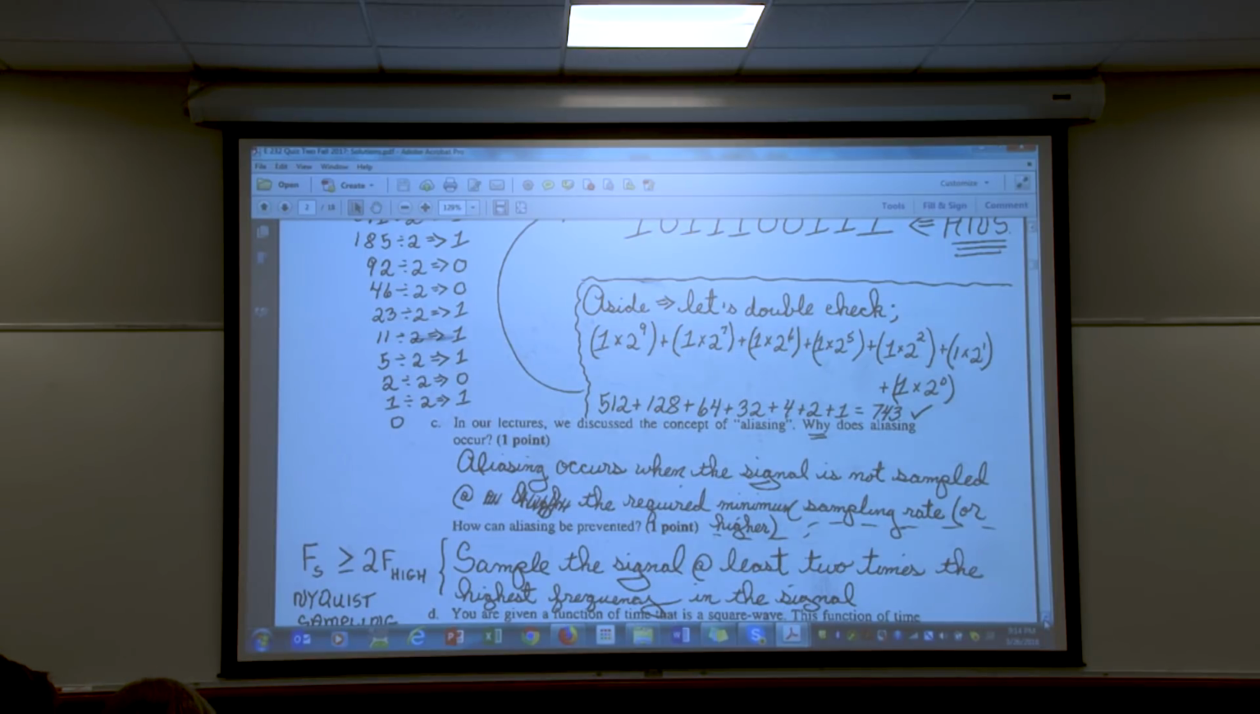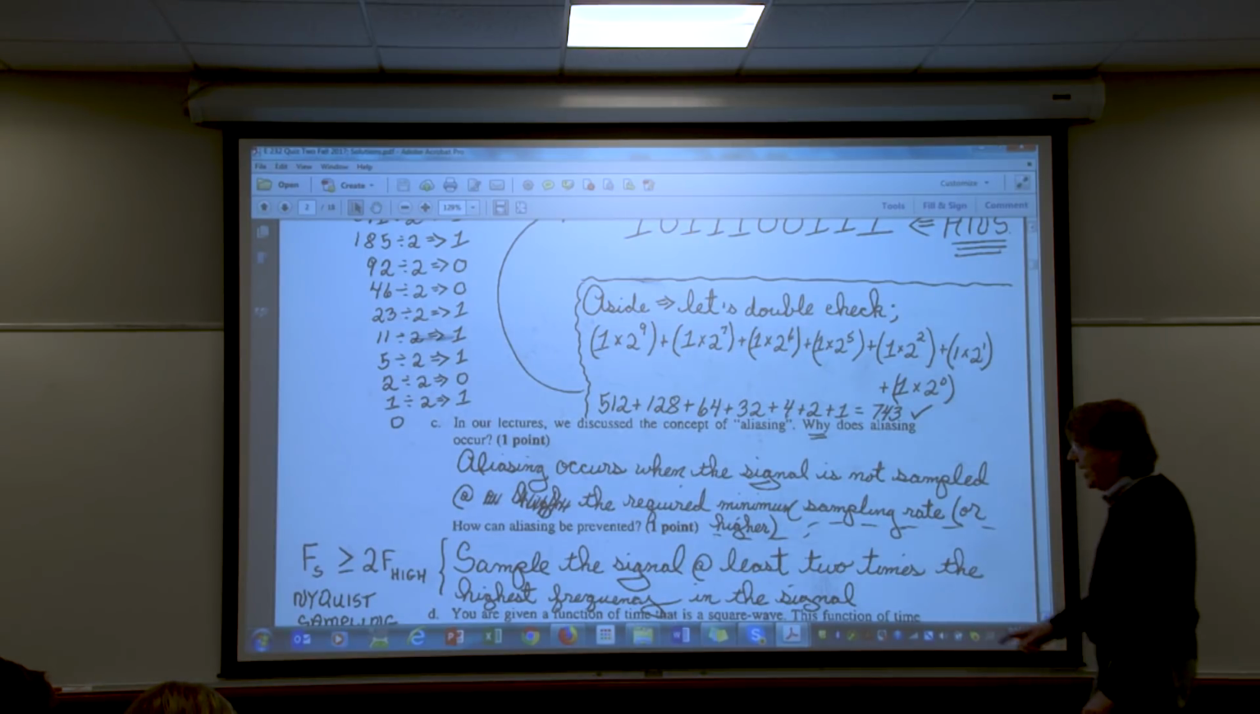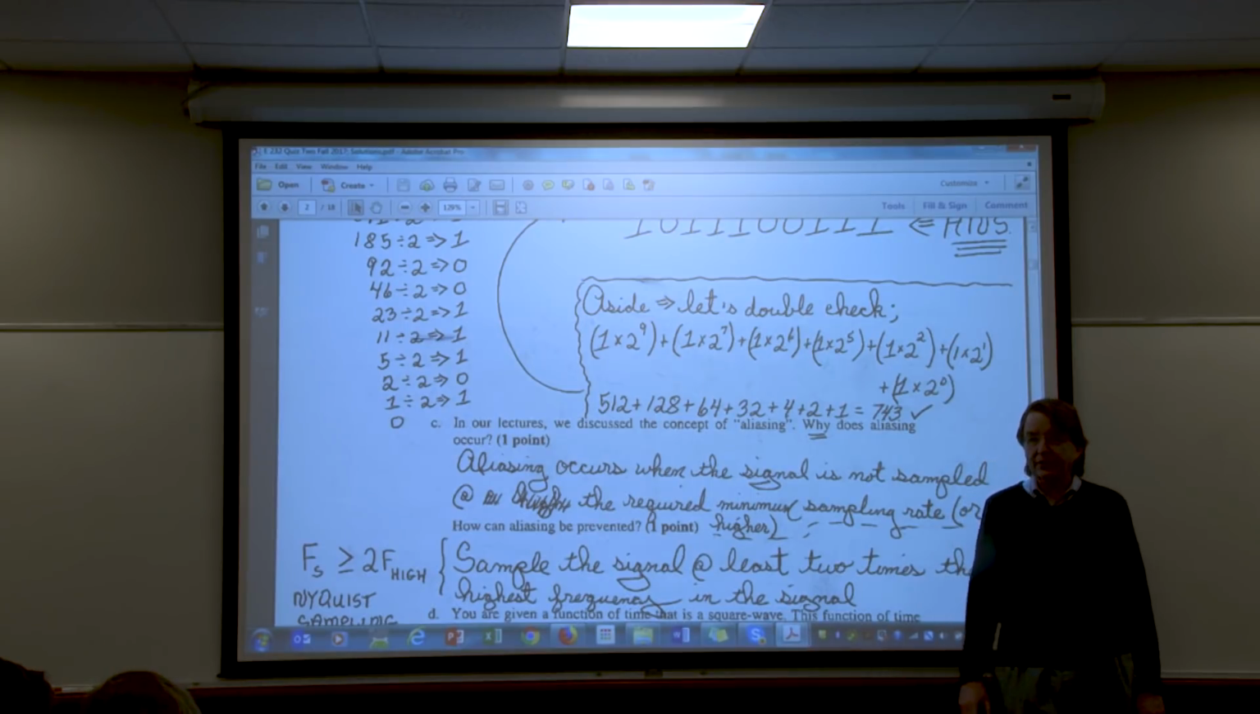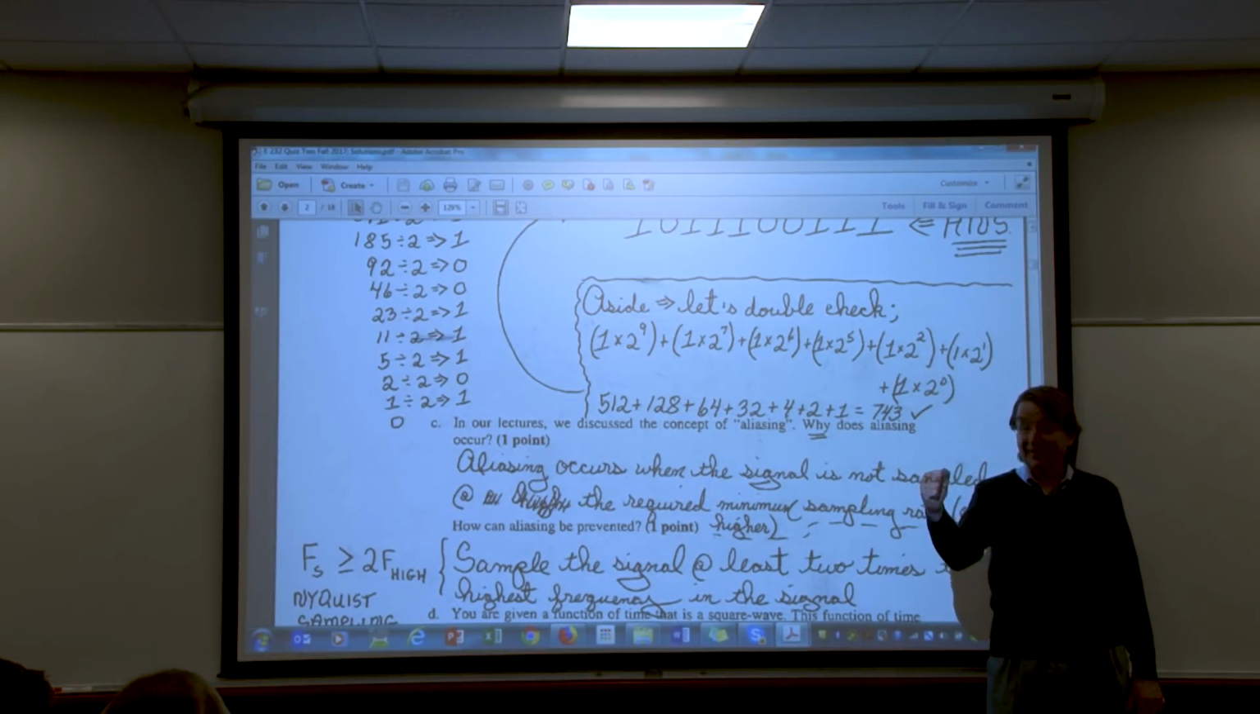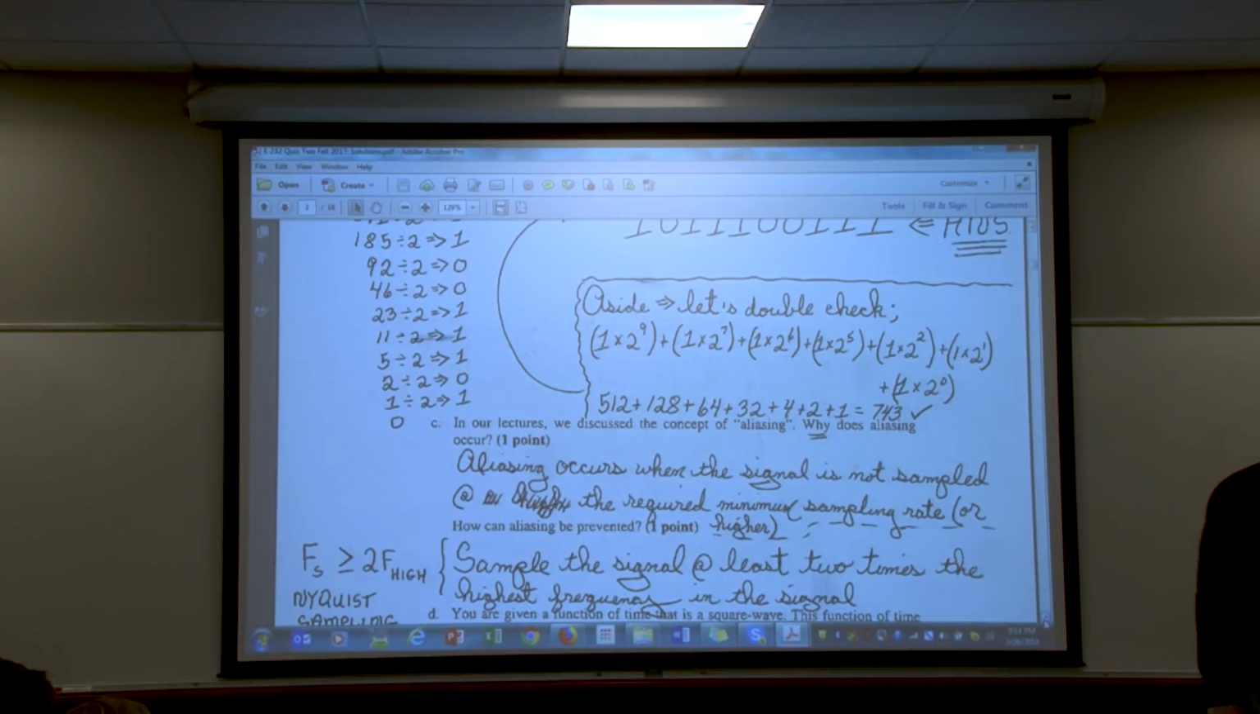So we want to sample at least 2 times the highest frequency. That avoids aliasing. How are we doing so far? I like these little questions. Justine's writing them all down here. All right, we're doing good.